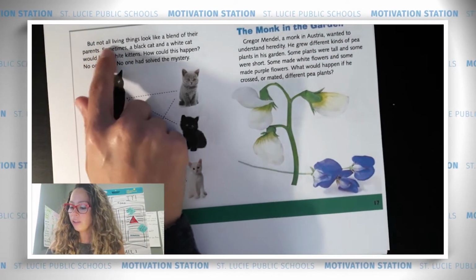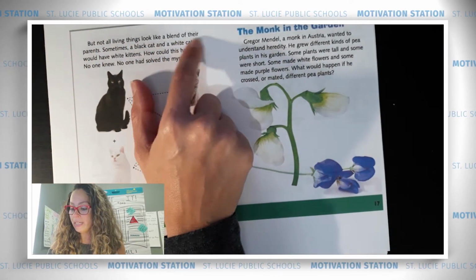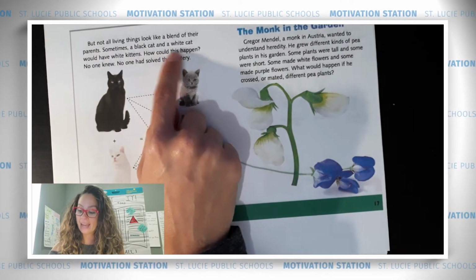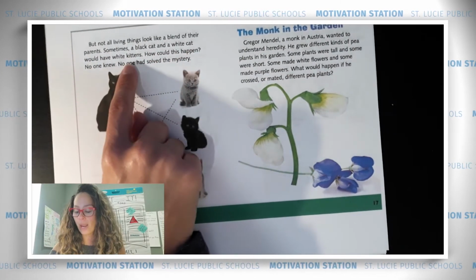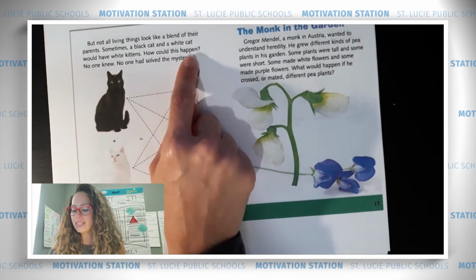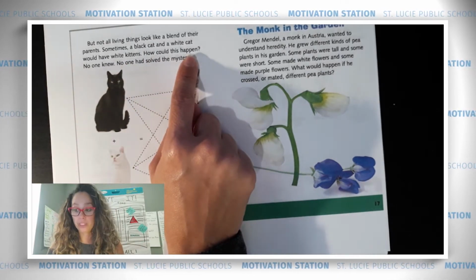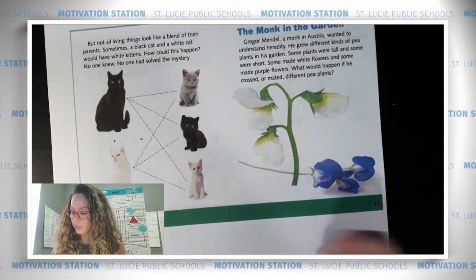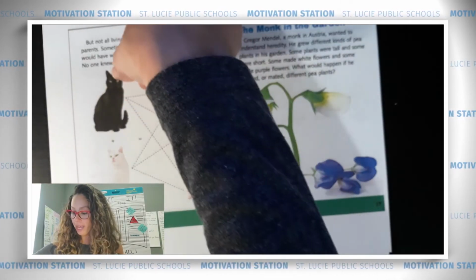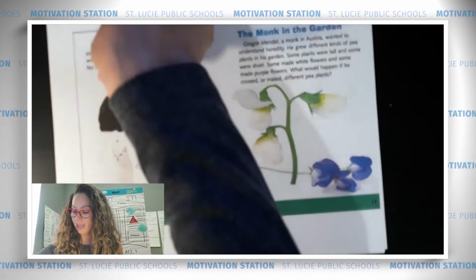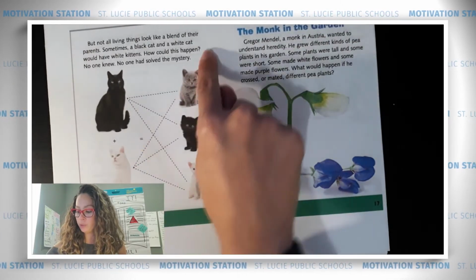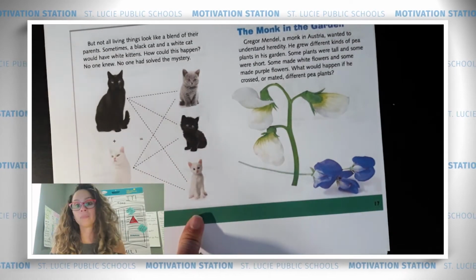But not all living things look like a blend of their parents. Sometimes a black cat and a white cat would have white kittens. How could this happen? No one knew. No one had solved the mystery. So if we look at the picture, we have a black cat that produced a white cat, a black cat and a gray, but the white also was able to produce the same thing.